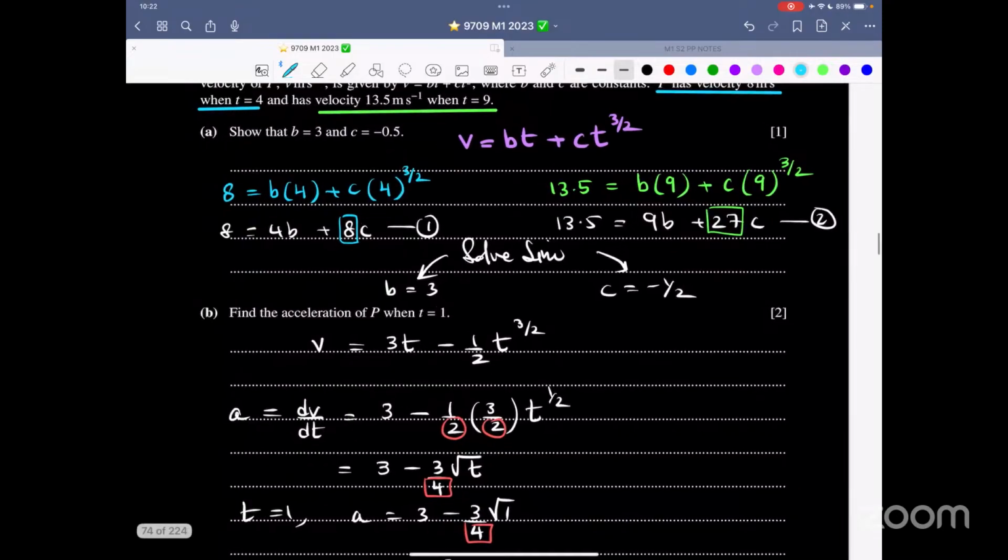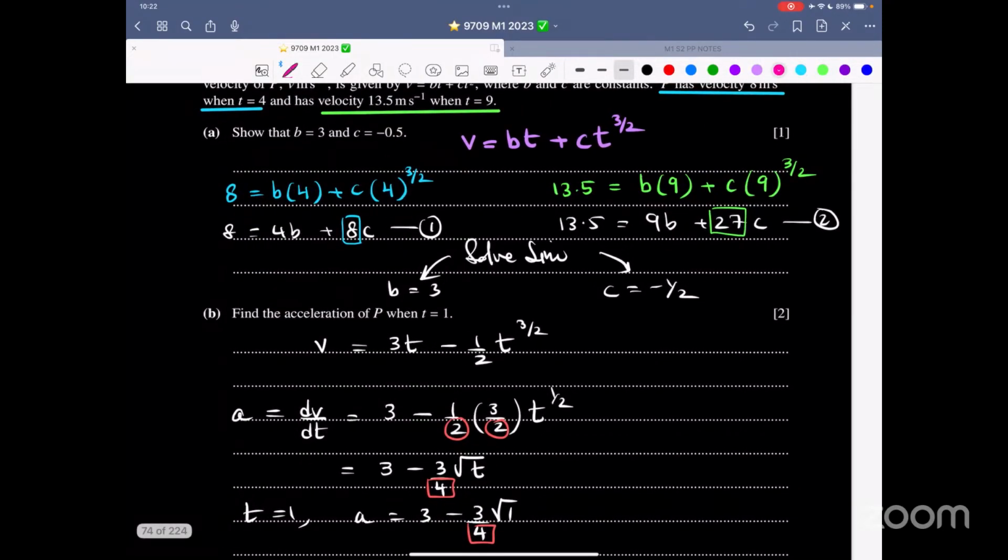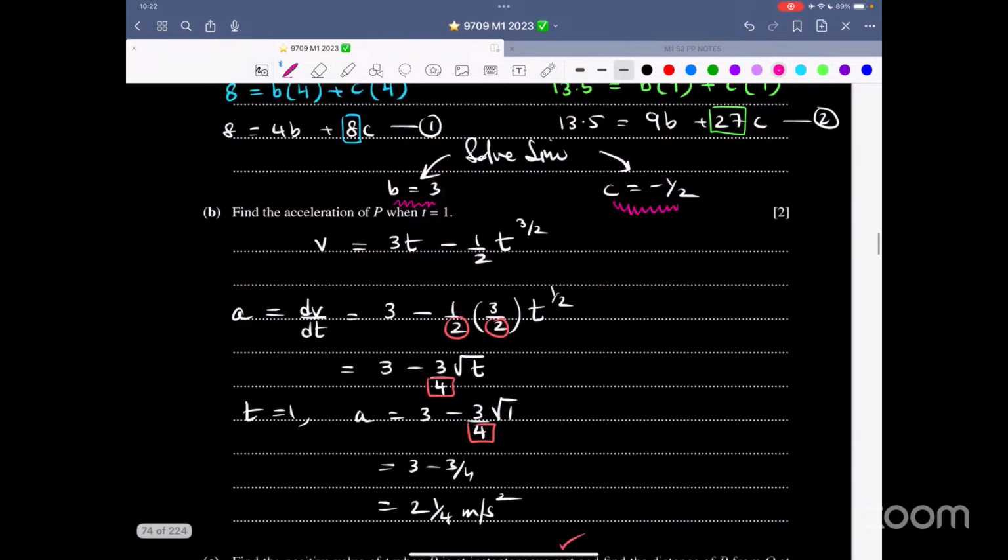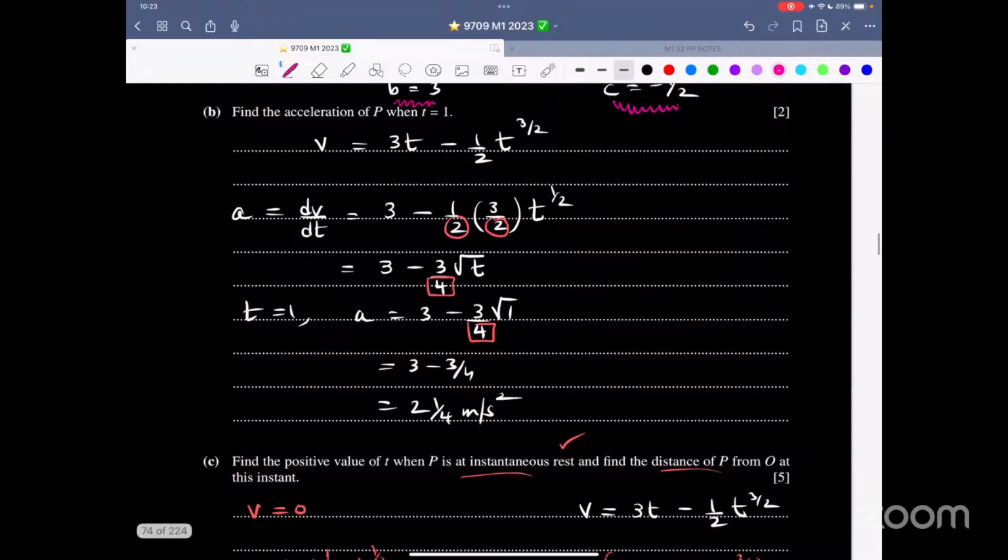And when we solve simultaneously, we get two answers. One of the answers is b is 3 and c is half. They have made this a show question so that you don't waste the rest of the question. Even if you're stuck with this one, for some reason, you can skip it and use these values for the next parts. It says find the acceleration when t is equal to 1.